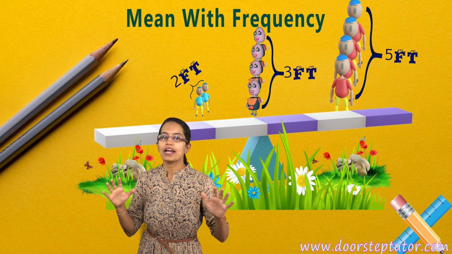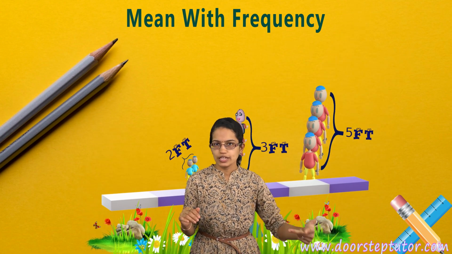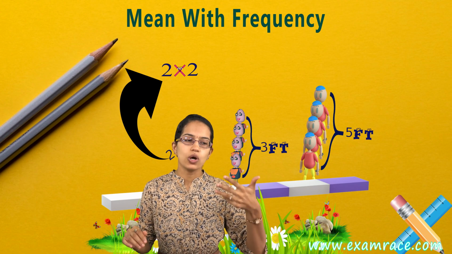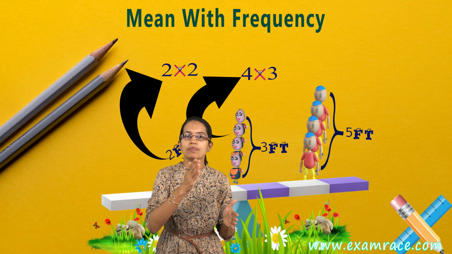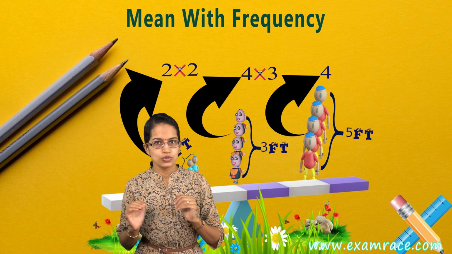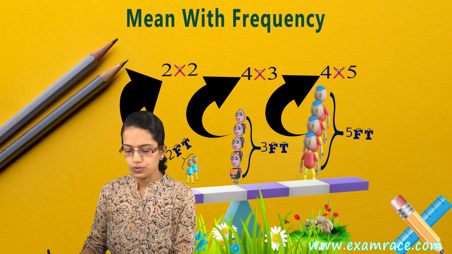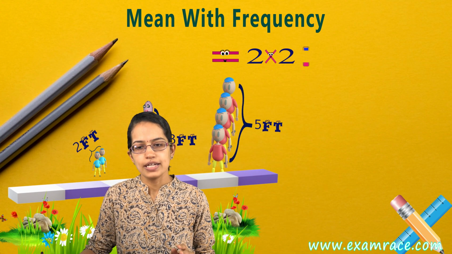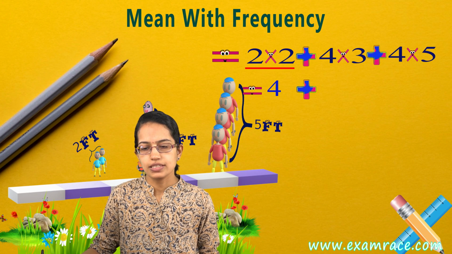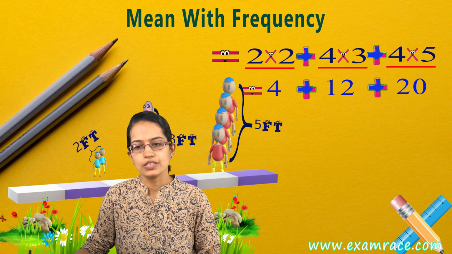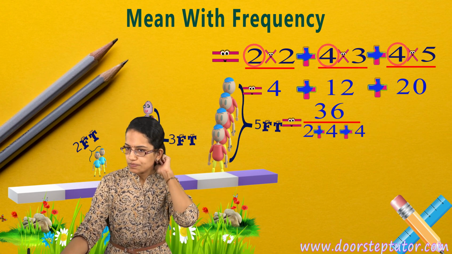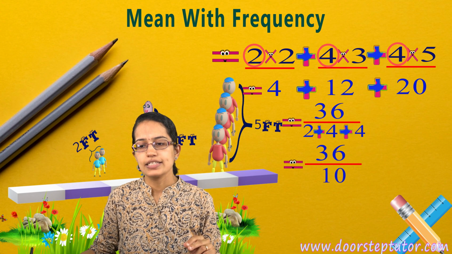Now what I do is I find the total. So this total could be 2 plus 2, there are 2 kids of 2, or I can do 2 into 2. Similarly, there are 4 kids of 3 feet height, so I can do 4 into 3 or I can do 3 plus 3 plus 3 plus 3, 4 times. So when I add all these values, I can do it as 2 kids of 2 feet plus 4 kids of 3 feet plus 4 kids of 5 feet. So that's 4 plus 12 plus 20. So that's 16 plus 20, 36, divided by the total number of kids, which is 2 plus 4 plus 4, that is 10. So 36 divided by 10 is 3.6 feet.